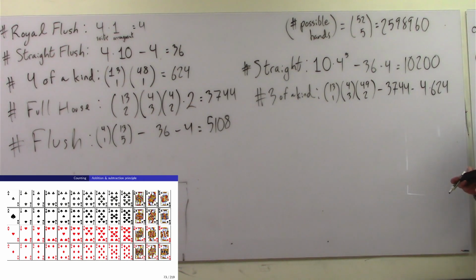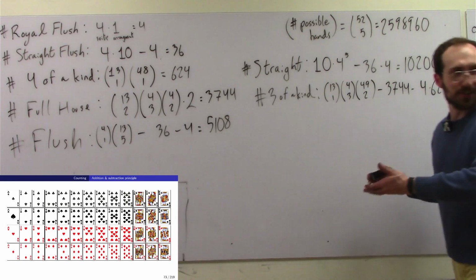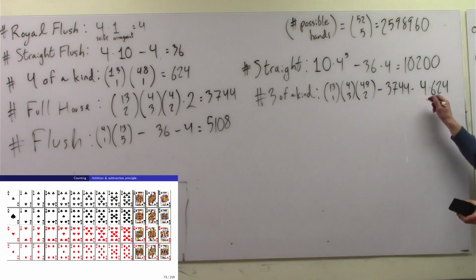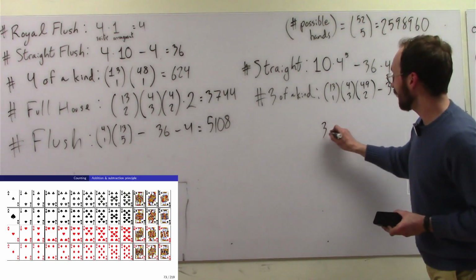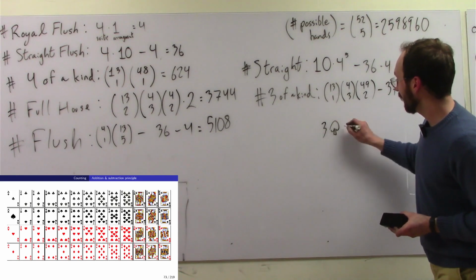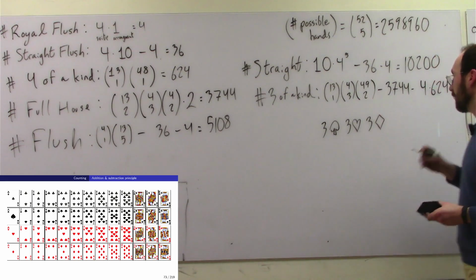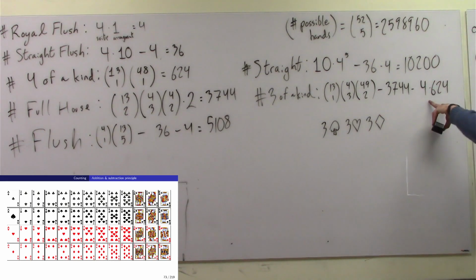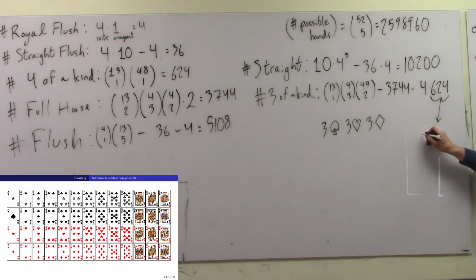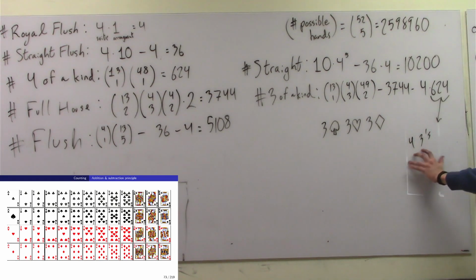I think the problem is, let's see. I believe you. I'm trying to teach you, Van. Let me teach you. Let me redraw this. So we have a 3 of spades, a 3 of hearts, and a 3 of diamonds. Now, this 624 is going to calculate when I have all 4 3s. I'm going to get all of the different ways I could have gotten my 4 3s.